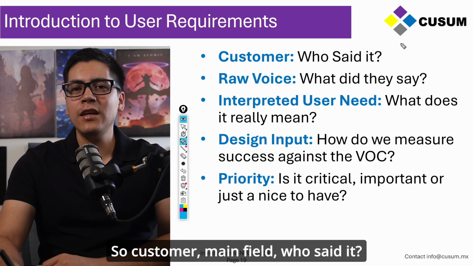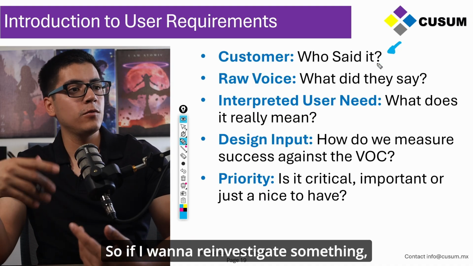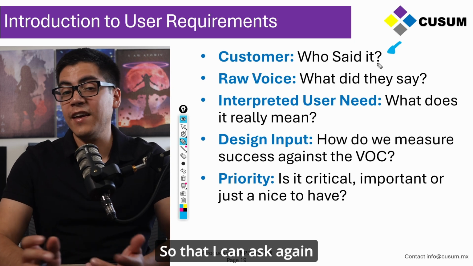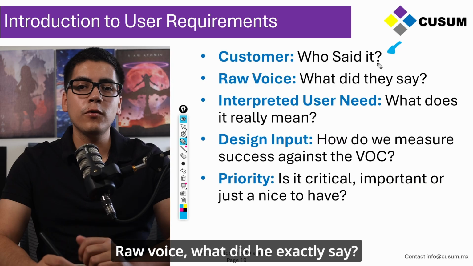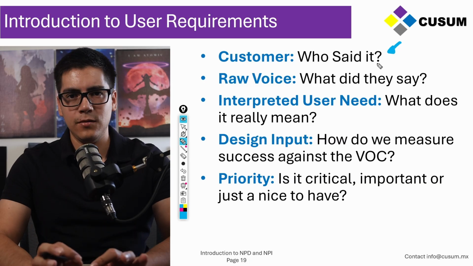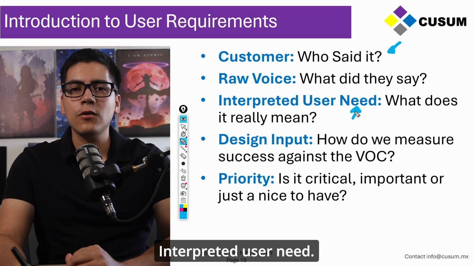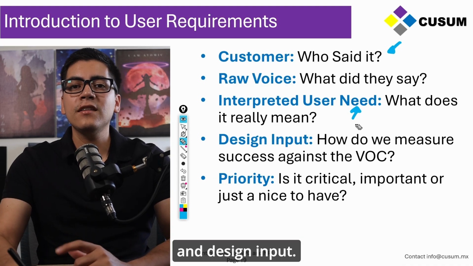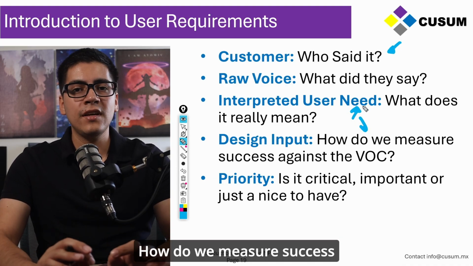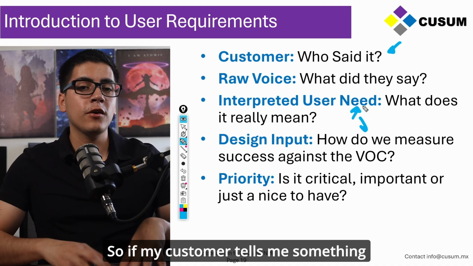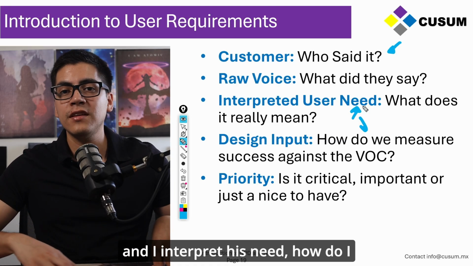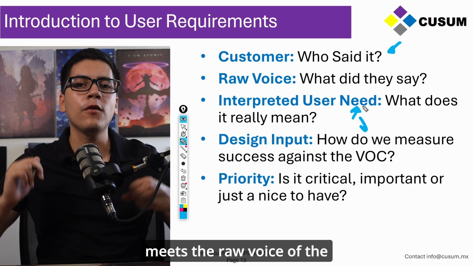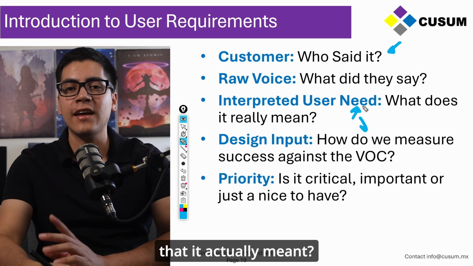Customer, main field: who said it? If I want to reinvestigate something, who actually made certain comments, so that I can ask again if I need clarification. Raw voice: what did he exactly say? Interpreted user need: what do I believe, based on the raw voice, that actually means? And design input: how do we measure success against the voice of customer? If my customer tells me something and I interpret his need, how do I make sure that the final design actually meets the raw voice of the customer and what I interpreted that it actually meant?